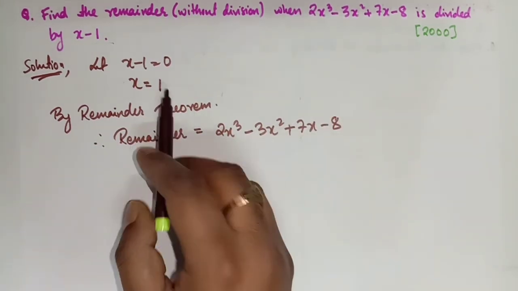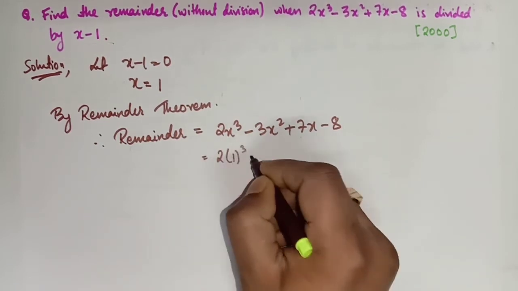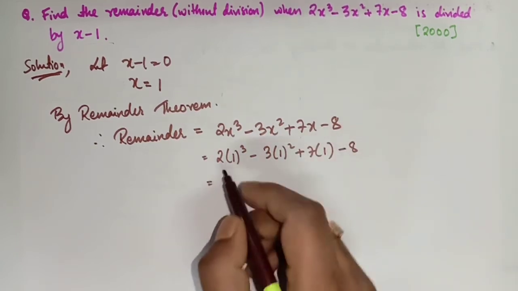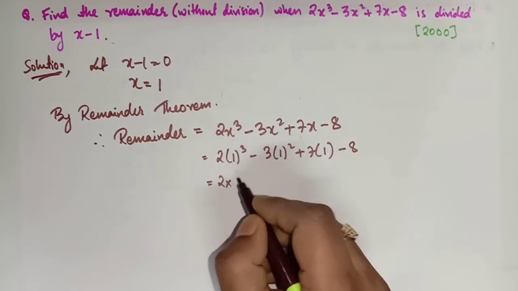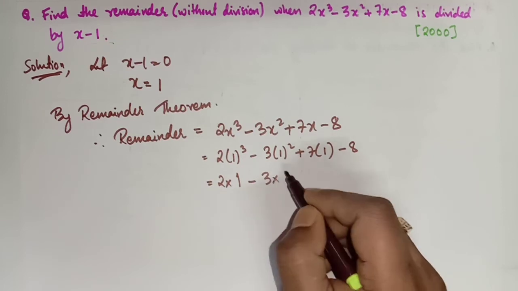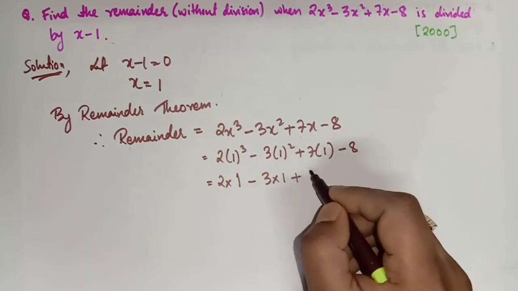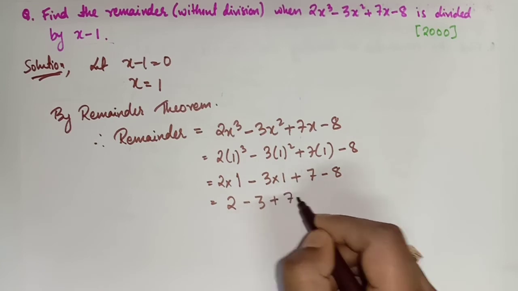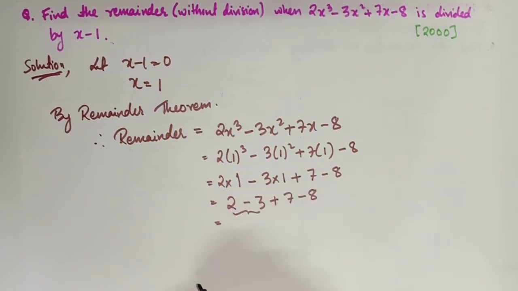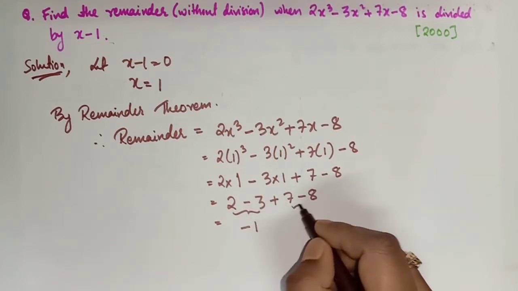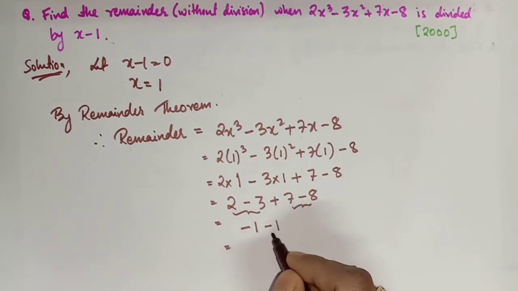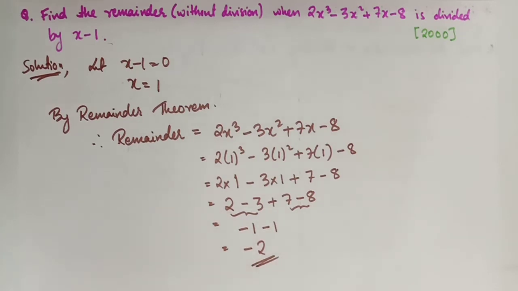Now instead of x, I'll put 1. So it will be 2 times 1 whole cubed minus 3 times 1 squared plus 7 times 1 minus 8. 1 cubed means 1 into 1 into 1, so it will be 1. 1 squared means 1 into 1, which is again 1. 7 ones are 7, minus 8. So this will be 2 ones are 2, minus 3, plus 7 minus 8. 2 minus 3 is minus 1. And 7 minus 8 is minus 1, since 8 is bigger, so it will be minus. Minus minus is plus, so 1 plus 1 is 2. So I got minus 2. By the remainder theorem, the remainder equals minus 2.